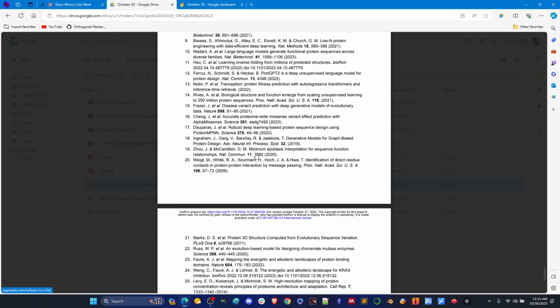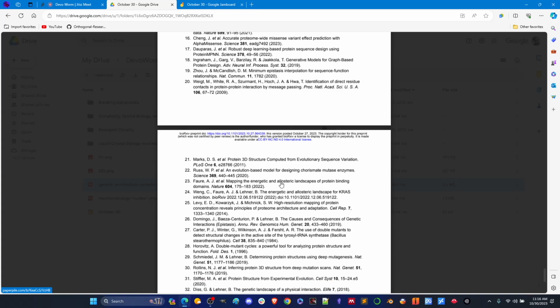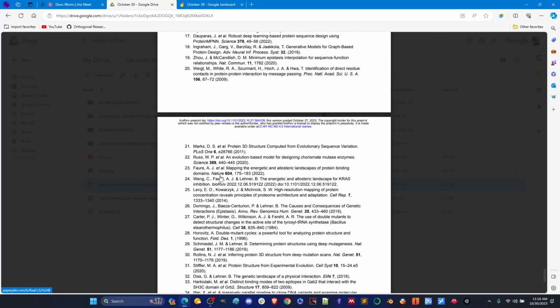Minimal epistasis interpolation for sequence function relationships. This is from Nature Communications in 2020. This also has to do with this sort of idea of epistasis and sequence function relationships. This is protein 3D structure computed from evolutionary sequence variation. This is from PLOS One in 2011. We also have mapping the energetic and allosteric landscapes of protein binding domains, and this is from Nature in 2022. Again, this is this idea of where they're getting their parameters from.